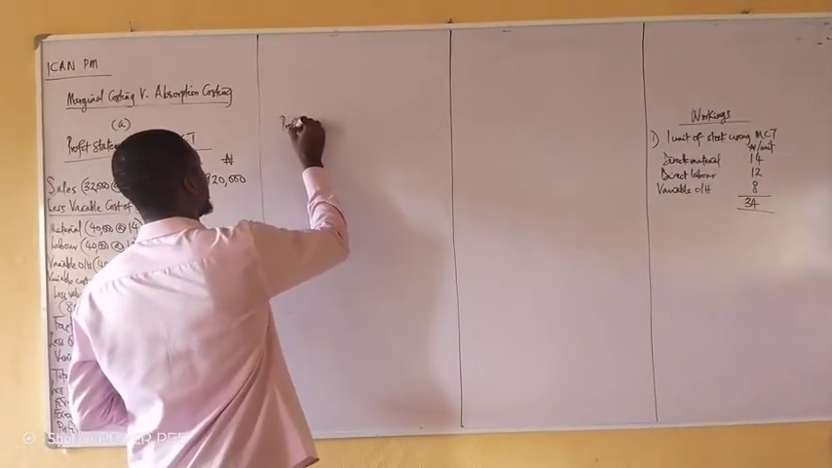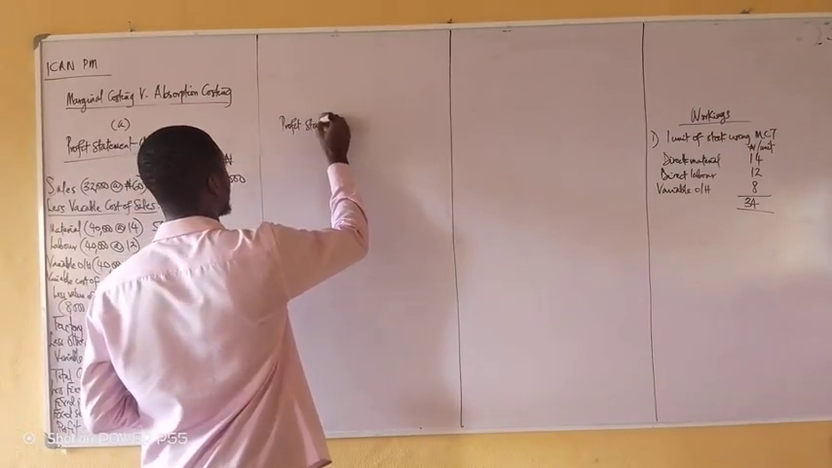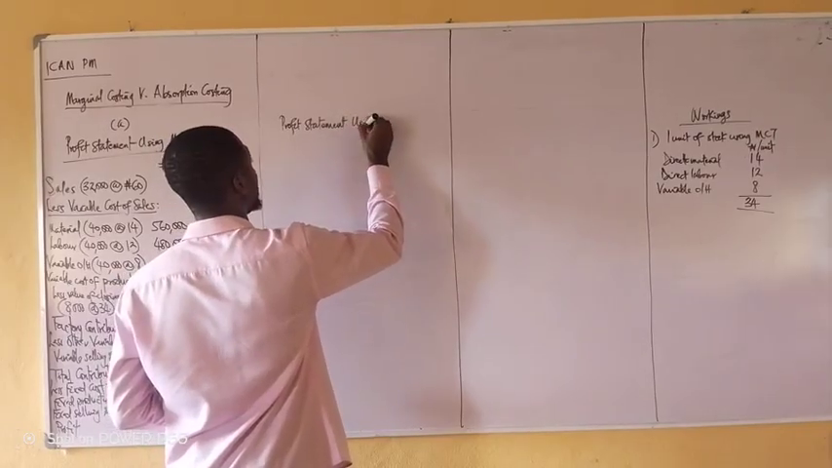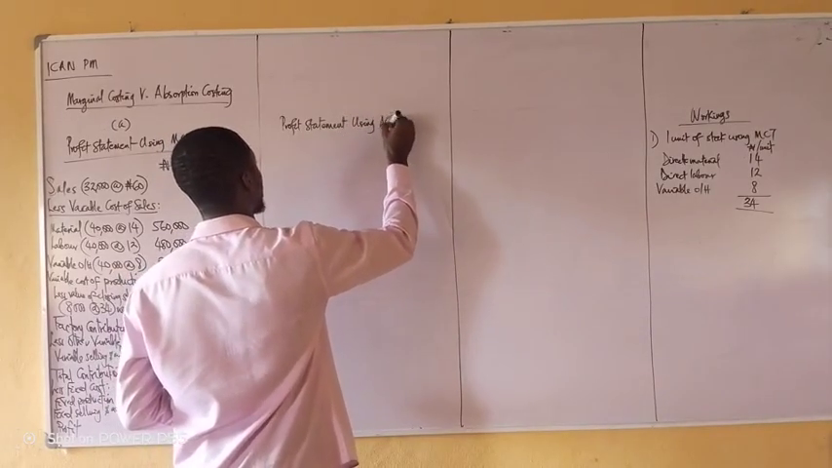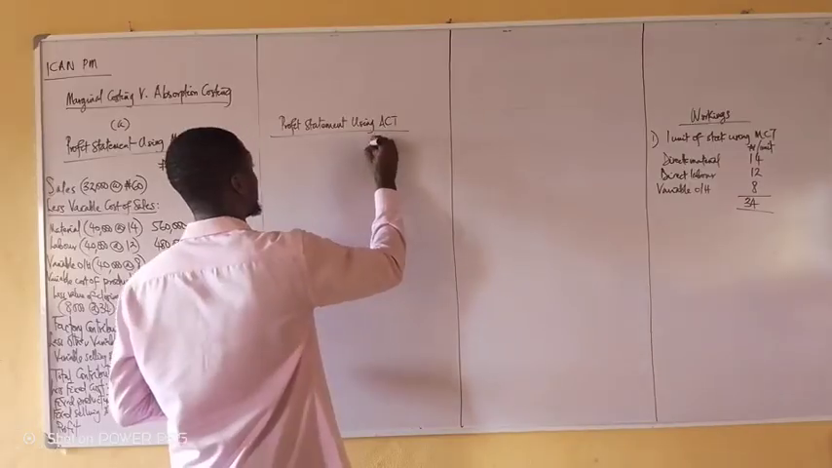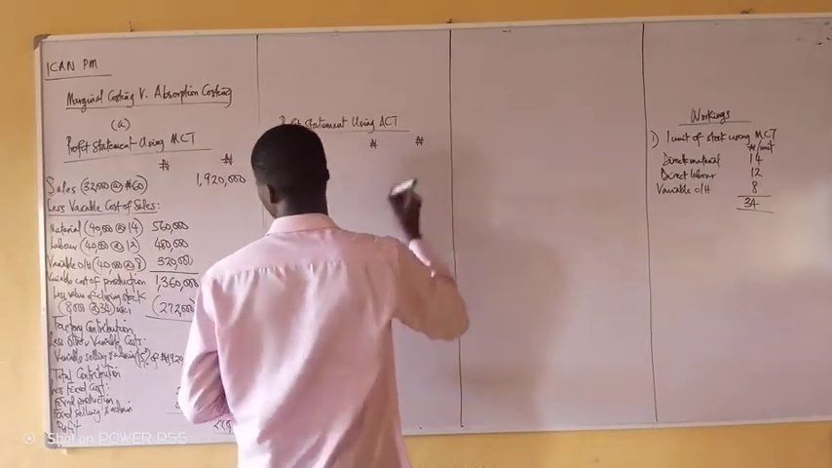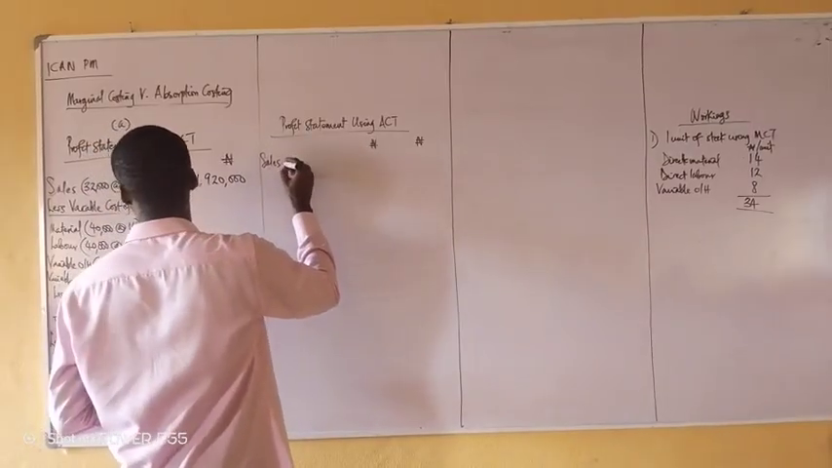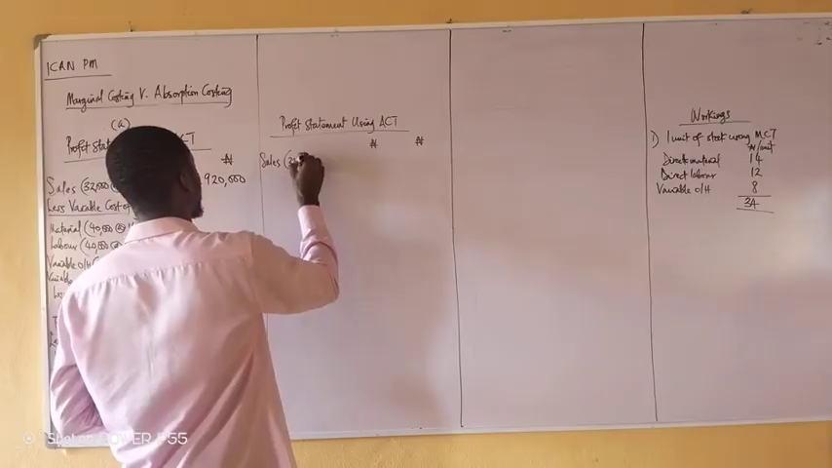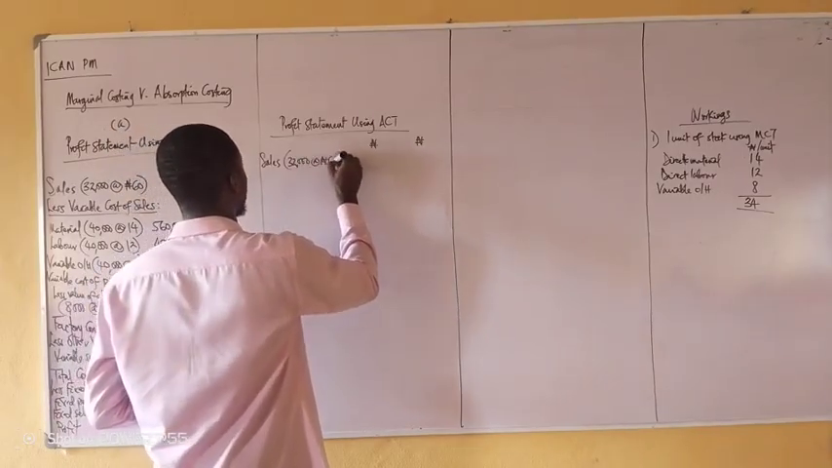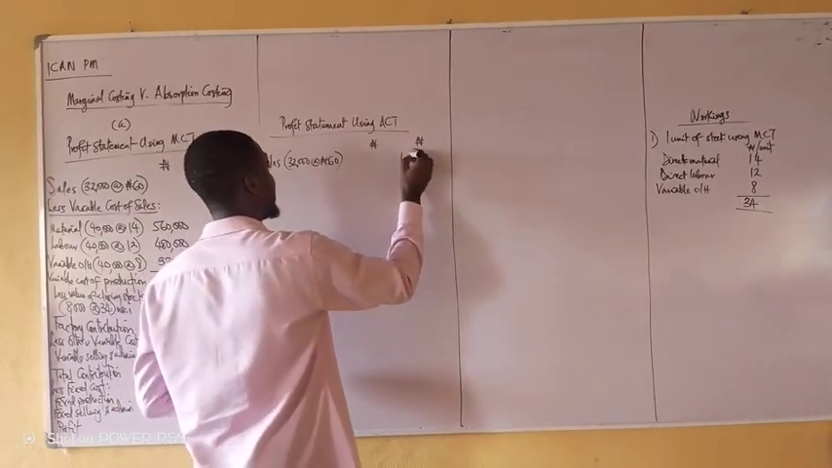Profit statement using ACT. As usual, we'll still start with sales. 32,000 cases at 60, giving us 1920.